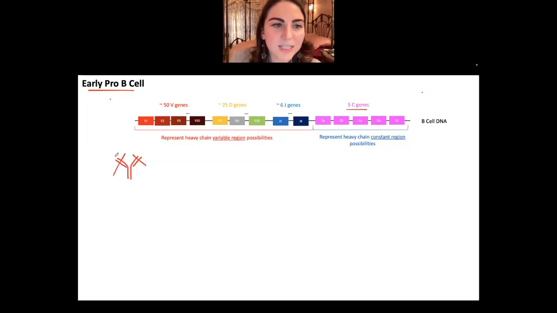And again, just think about it. We're trying to generate diversity. That's what we're trying to do before it even sees antigen. So it makes sense that we're trying to make these as diverse as possible before we even see an antigen. So that's what the whole idea behind VDJ rearrangement is. Okay. So variable region, constant region.